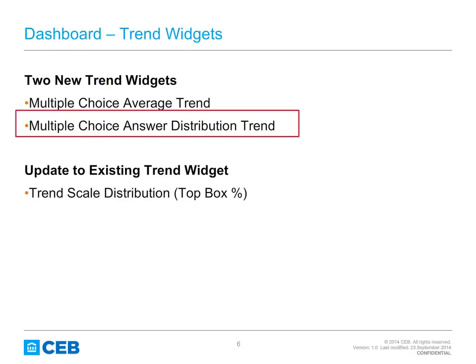So the second widget we'll take a look at, this is another new widget, is a multi-choice answer distribution trend widget. So with the second one, you will be able to look at specific answer options rather than an overall average to see how those trend over time and compared against each other.